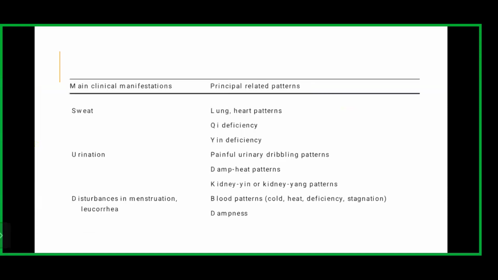When there is sweat, that's a lung or heart pattern, qi deficiency or yin deficiency. For urination, painful urinary dribbling patterns, damp heat patterns, kidney yin or kidney yang patterns. For disturbances in menstruation like leukorrhea, that's blood patterns that could be cold, heat, deficiency, and stagnation, or dampness.